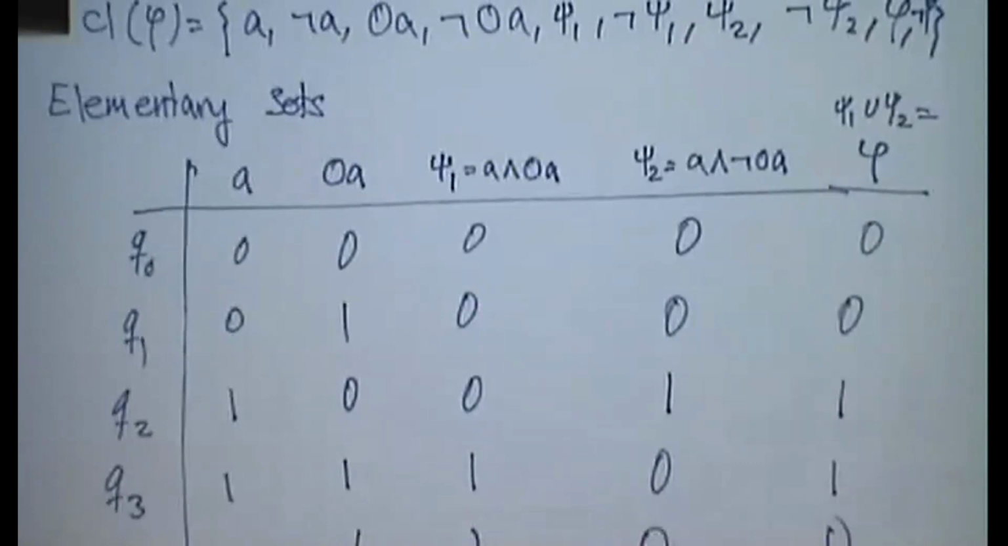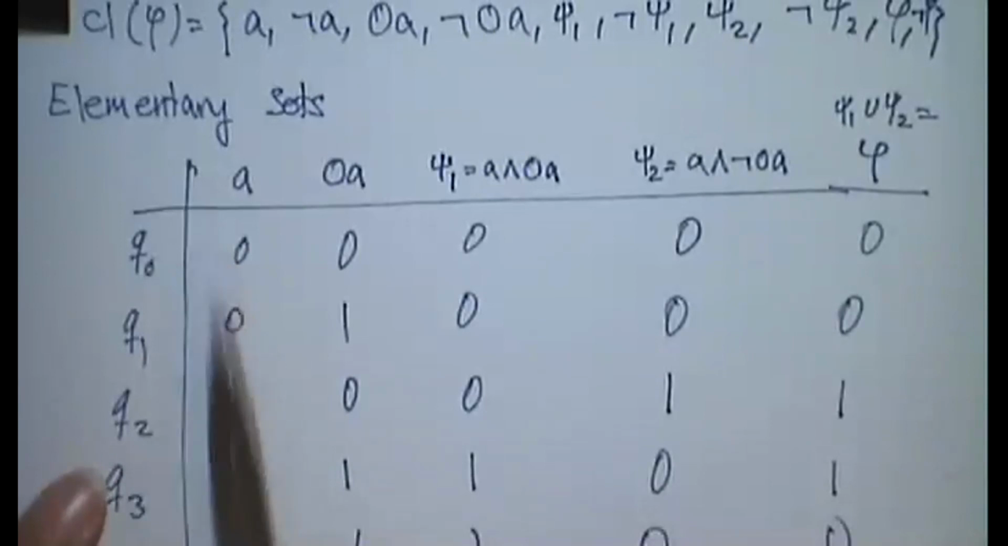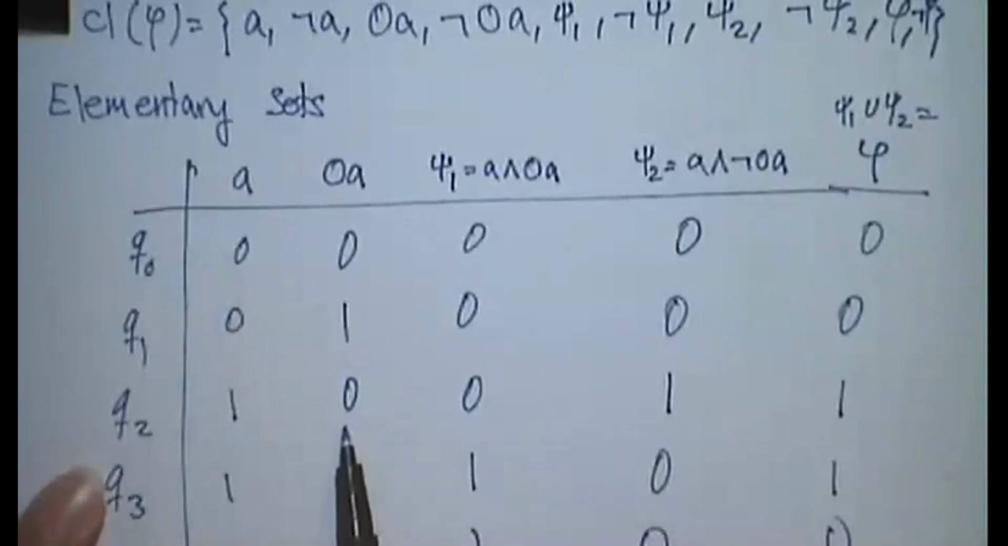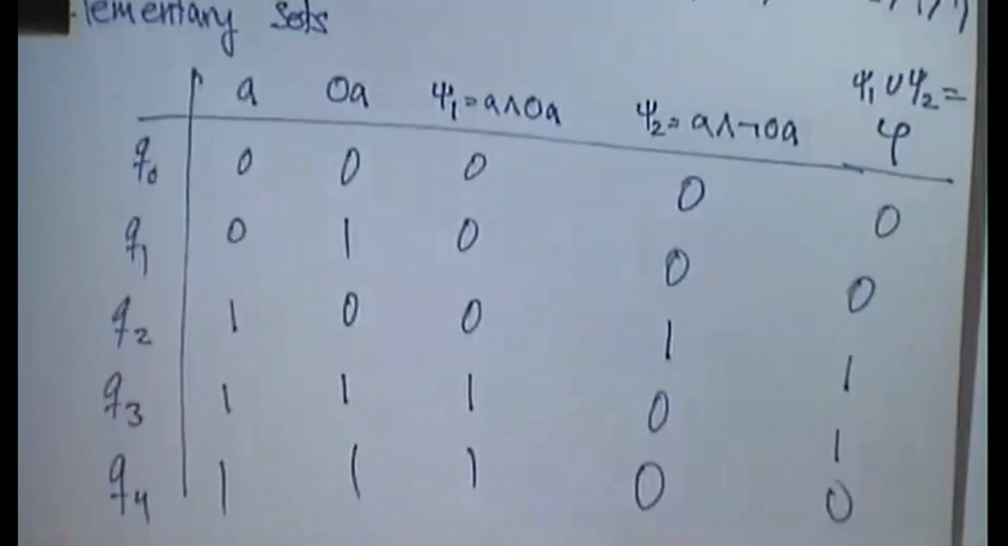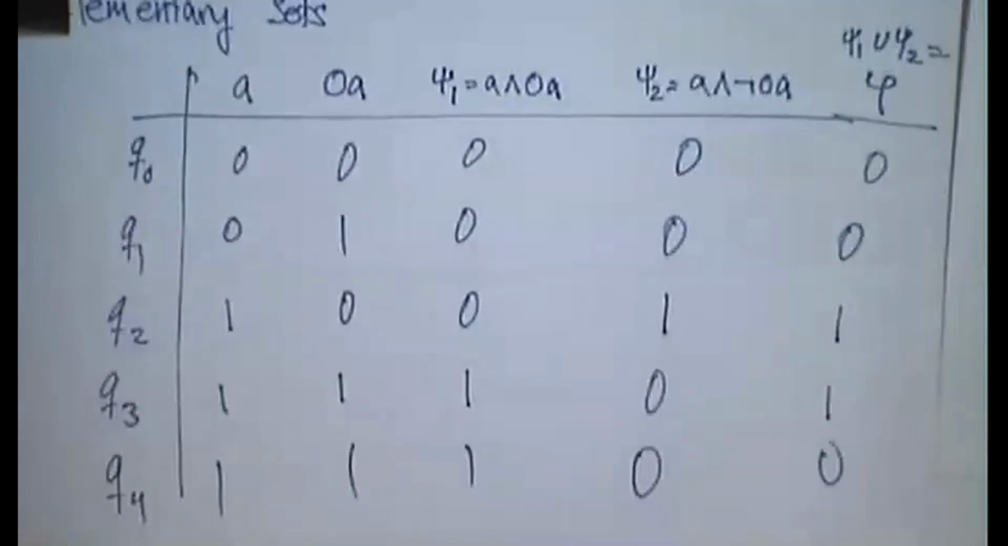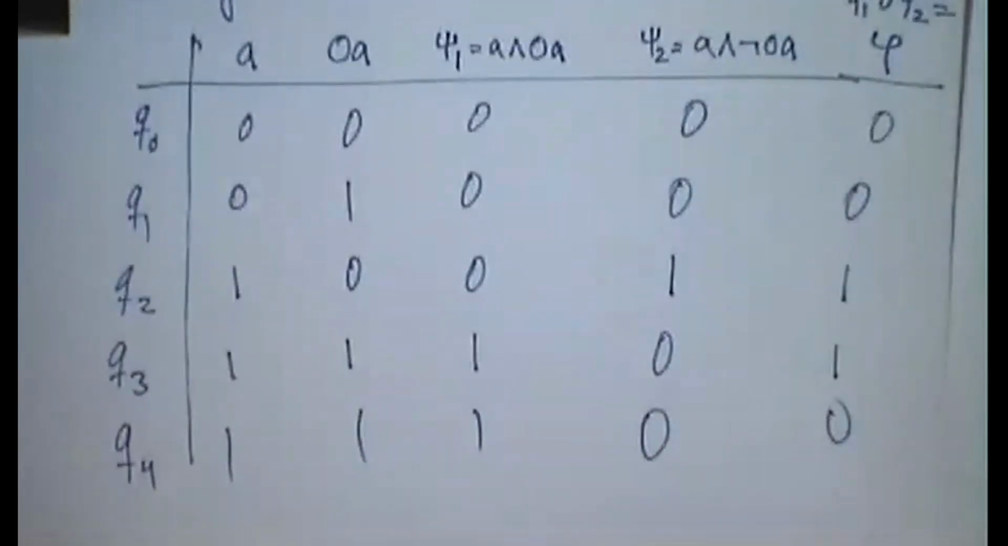Okay, and again, now I'm not going to write these sets anymore, but you basically know how to read them, right? So Q2 has A, not next A, not psi1, psi2, and phi. This is how we read each one of these. So these are the sets of states that we had.